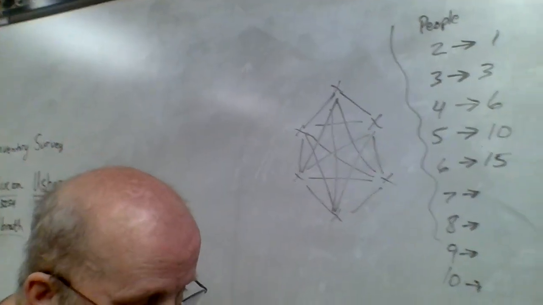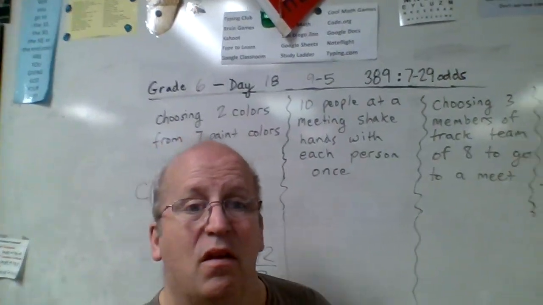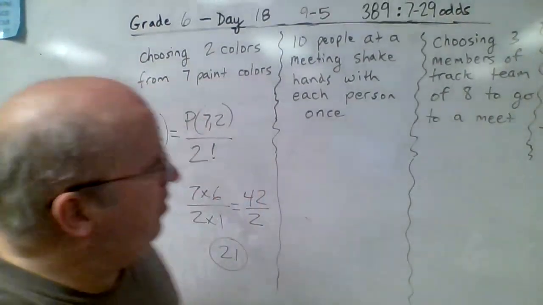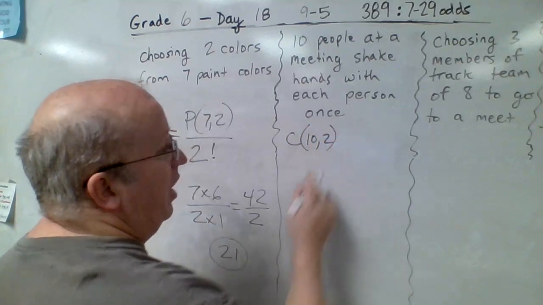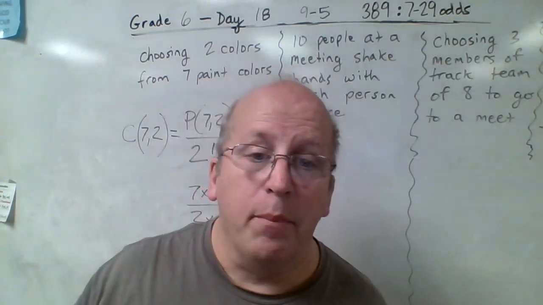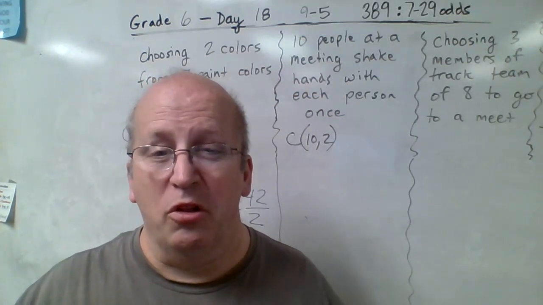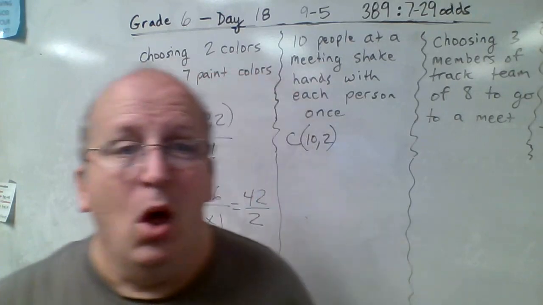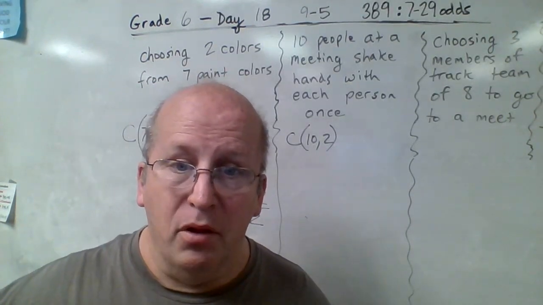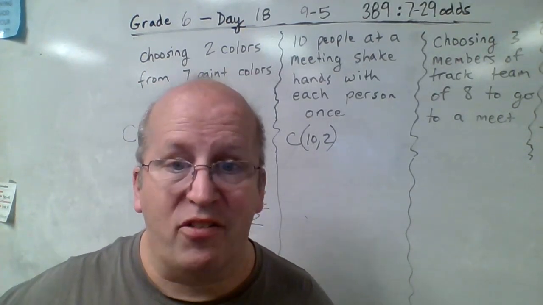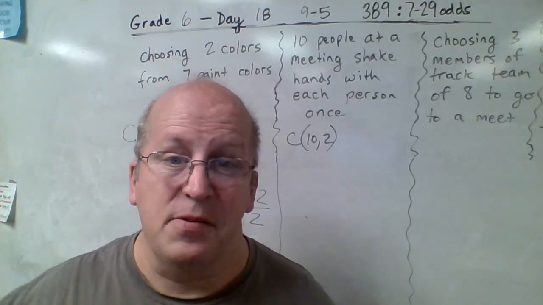But is there a way to do this using permutation or combination? The answer is yes. This is a case of the combination of 10 people taken 2 at a time, because you can only shake 1 other person's hand at a time. Why is this a combination problem? It doesn't matter if Frank shakes Bill's hand or Bill shakes Frank's hand. That's still a handshake. The order doesn't matter.